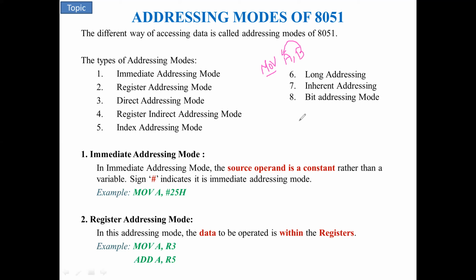Like this, we can access the data from external devices like external RAM or external code memory, that is program memory. For this, we have different types of commands in 8051. These commands all come under different addressing modes. So let us discuss what the different types of addressing modes are.